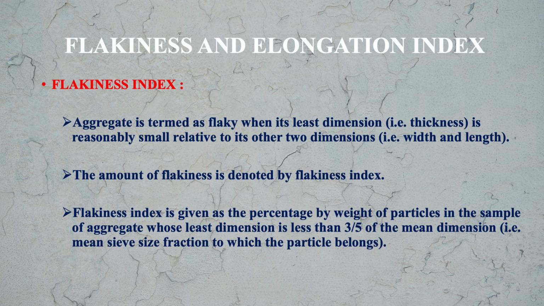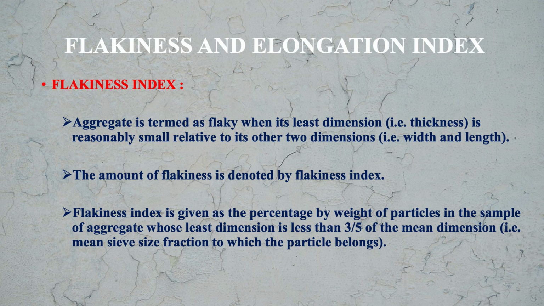So this flakiness index is given as the percentage by weight of particles in the sample of aggregate whose least dimension is less than 3/5 of the mean dimension. Mean dimension means the mean sieve size fraction to which the particle belongs. Means we will do the 3/5 of the mean dimension, and this flakiness index will be given as the percentage by weight of the particles in the sample of the aggregate whose least dimension is less than this dimension, 3/5 of the mean dimension.